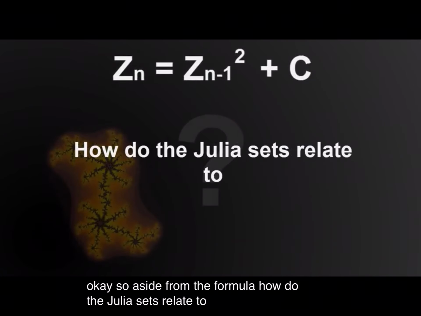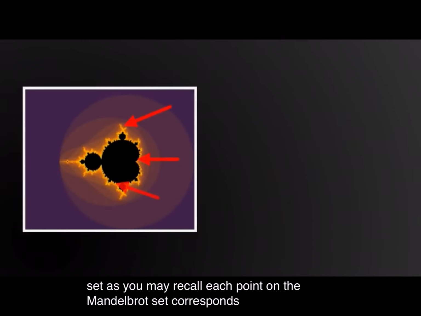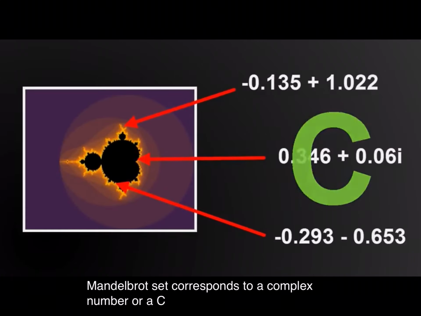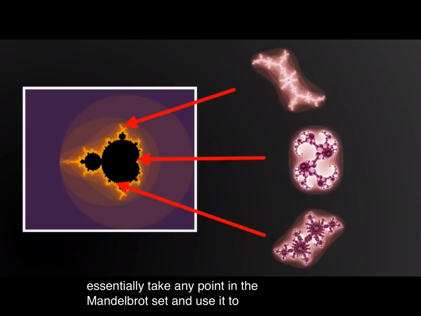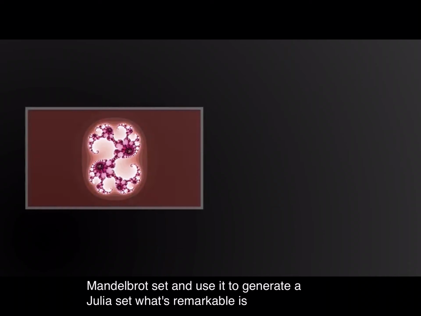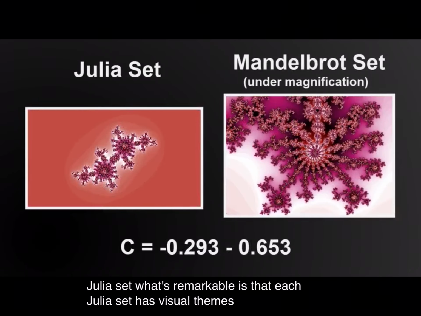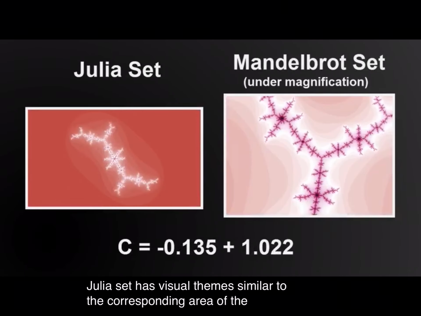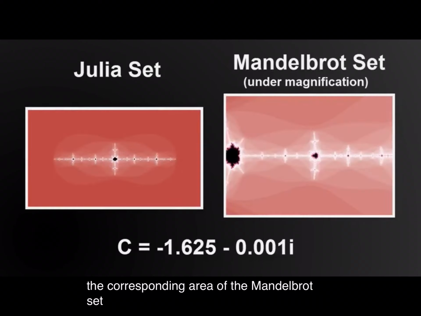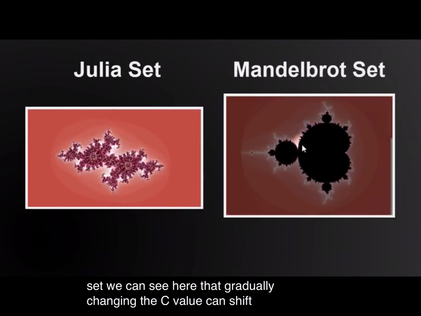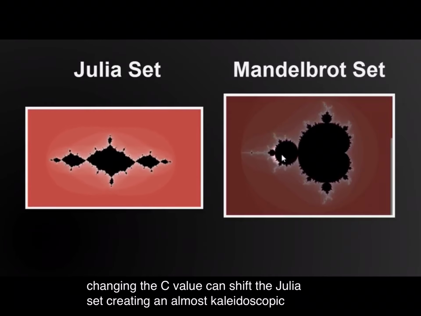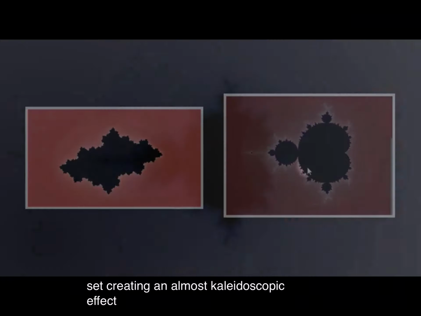Okay, so aside from the formula, how do the Julia sets relate to the Mandelbrot set? As you may recall, each point on the Mandelbrot set corresponds to a complex number, or a c value. So we can essentially take any point in the Mandelbrot set and use it to generate a Julia set. What's remarkable is that each Julia set has visual themes similar to the corresponding area of the Mandelbrot set. We can see here that gradually changing the c value can shift the Julia set, creating an almost kaleidoscopic effect.